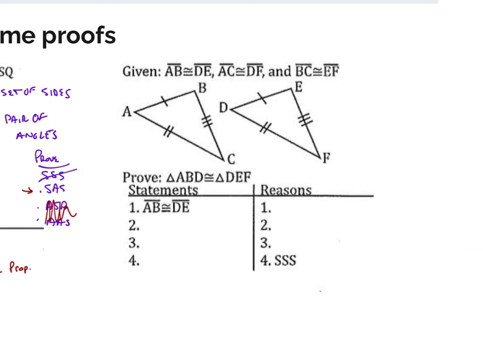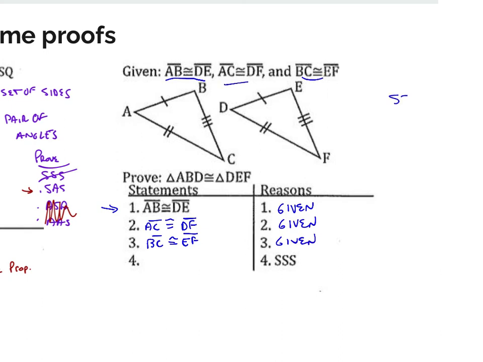So now here, this one's very straightforward. AB is congruent to DE, they give you that statement, and that's a given. They also tell you AC is congruent to DF. That's a given. They also say BC is congruent to EF. That's a given.